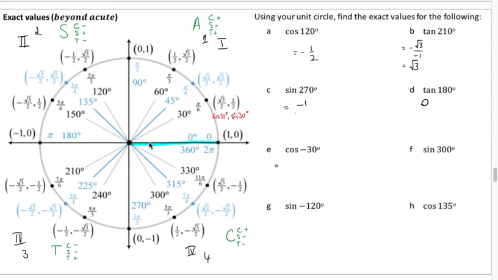Sine 300, we spin around until we get here, and we see that sine 300 is negative root 3 on 2. Sine negative 120, we go clockwise 120, so that'd be 90, another 30 would be here, and we get sine is negative root 3 on 2. And we've got cosine 135, which is the x value, negative root 2 on 2.